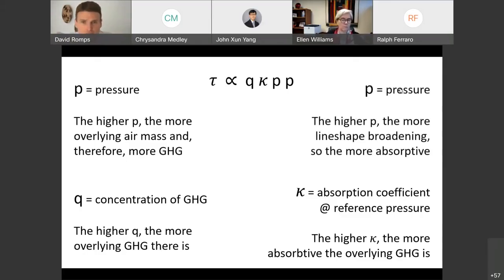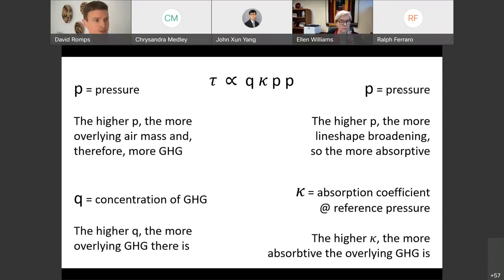It has to do with pressure broadening. And so the higher the pressure, the more molecules get to bounce around off of each other. And that actually, for most wave numbers, increases their efficacy of interacting with radiation. Not for all wave numbers, but for the vast majority of wave numbers, they're going to have their absorptivity or absorption scale linearly or roughly linearly with pressure. So we've got these four factors strung together to tell us what tau is. So tau at some height in the atmosphere is proportional to the concentration of the gas Q times the absorption coefficient kappa times pressure squared.